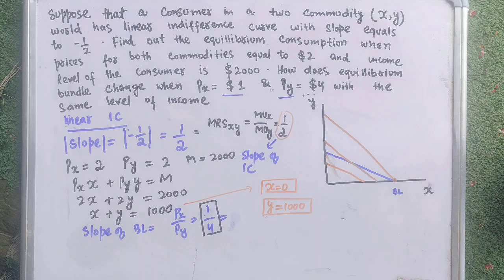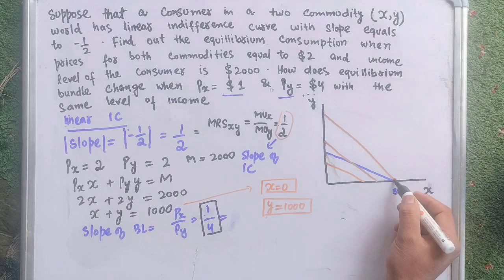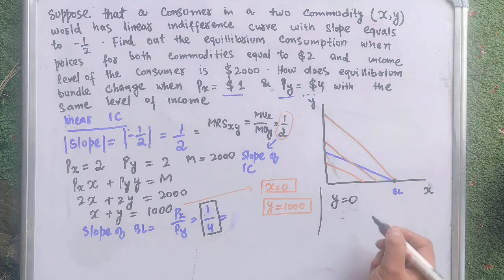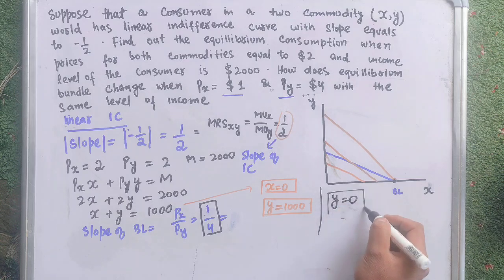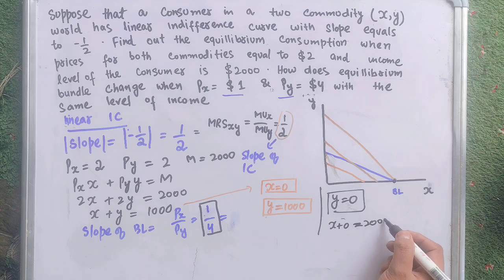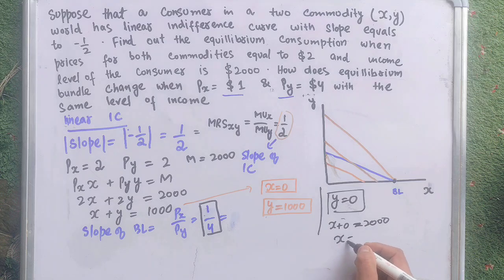In this case, what will happen? The consumer will consume all units of good X and 0 units of good Y. In the second scenario, Y will be equal to 0. So if Y is equal to 0, plug it into the budget equation. We have X plus 0 is equal to 2000, which gives us X equal to 2000, rather 1000.